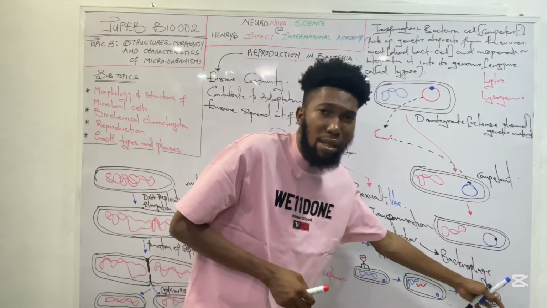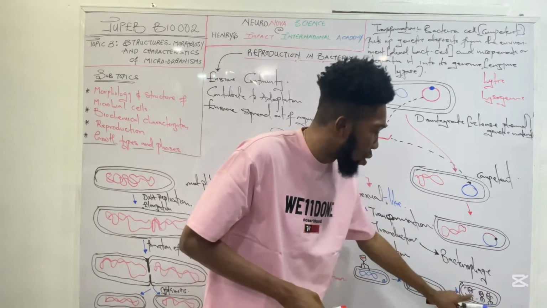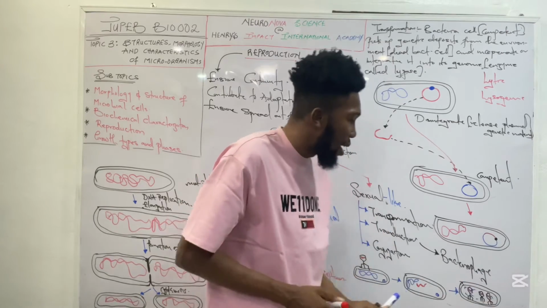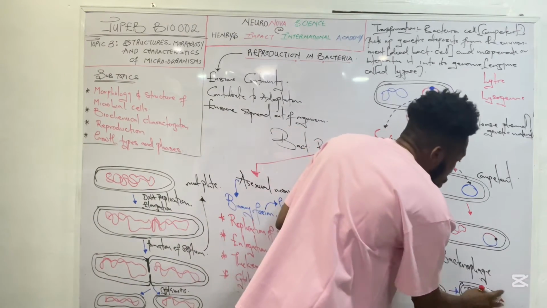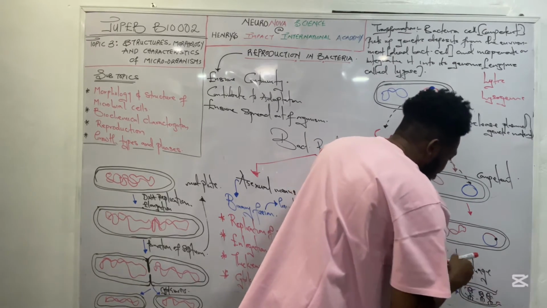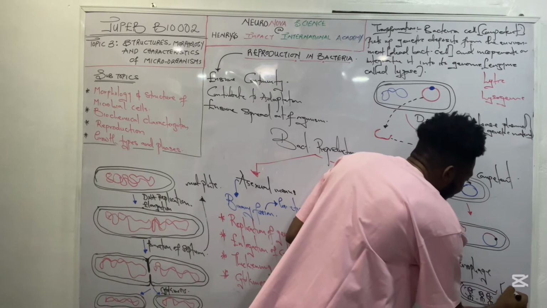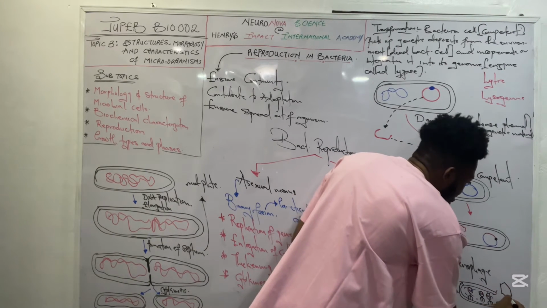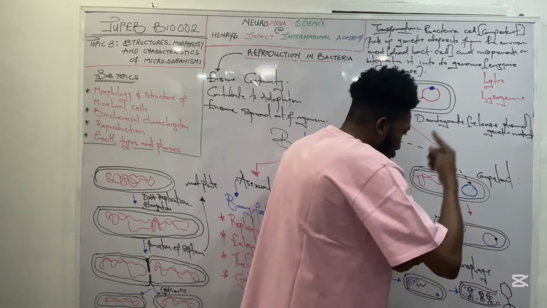There will be lysis of the cytoplasm, which will cause the release of all this intracellular viral strain out. And when they move out, they burst open. If they burst open now, they get released. You see them there. They can now go and infect another bacteria. So when they infect another bacteria there, the cycle continues.